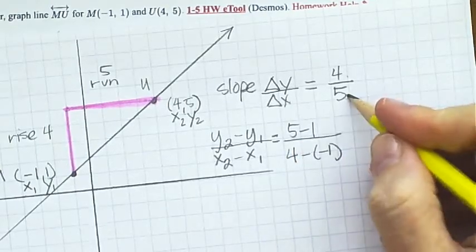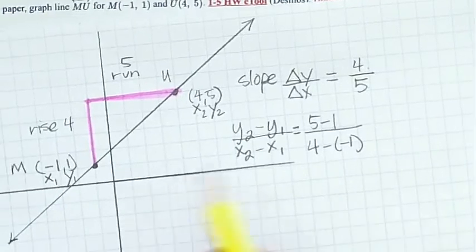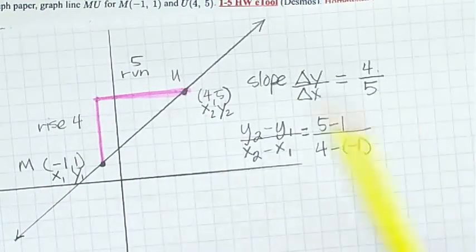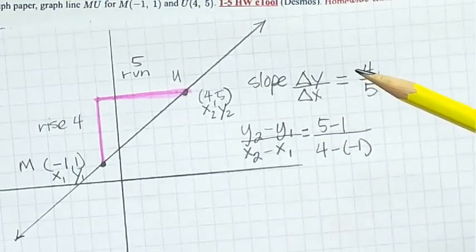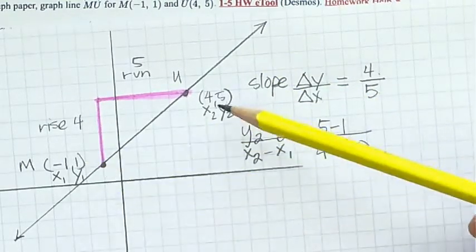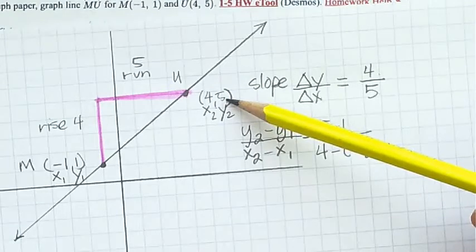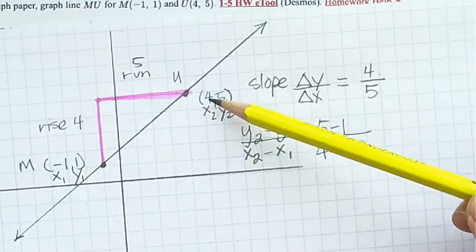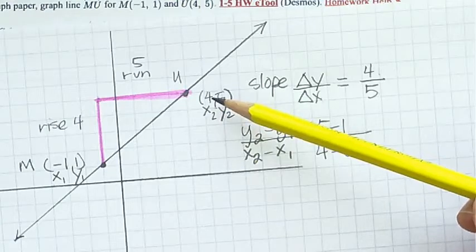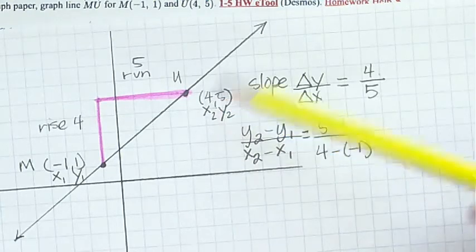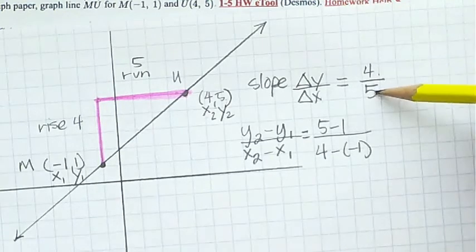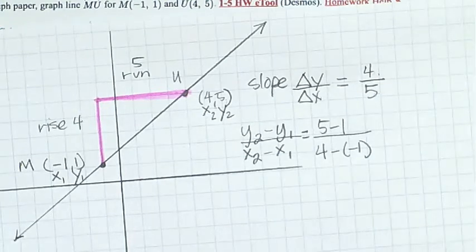which would be 5. If you flipped it around and made this the first point and this the second point, you would still come out with the same answer, because you would have 1 minus 5, which would be negative 4 on top, and then negative 1 minus 4 on the bottom, which would be negative 5. You would wind up with negative 4 over negative 5, which would simplify to positive 4 over 5.